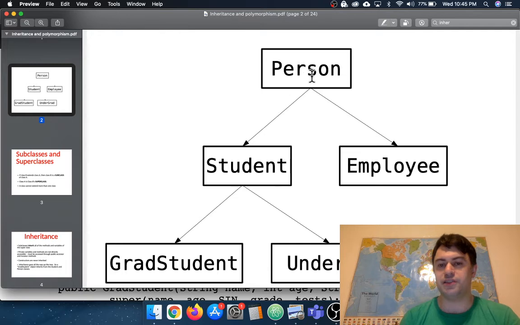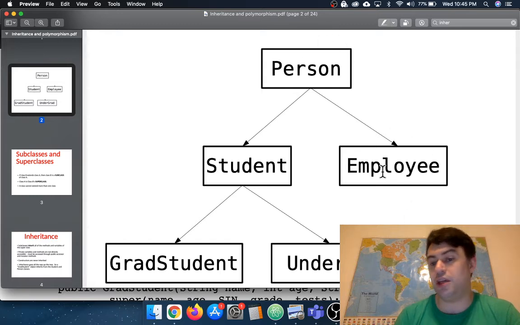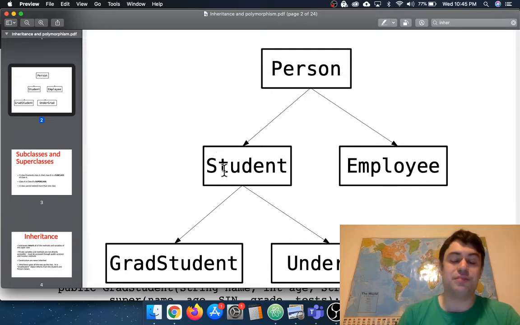So, a person isn't necessarily a student, so they might not actually need to keep track of any kind of grades. Maybe they're an employee, right? Like maybe they're a teacher or a janitor. They don't need a grades tabulation type of thing. They're not getting graded, but students do.